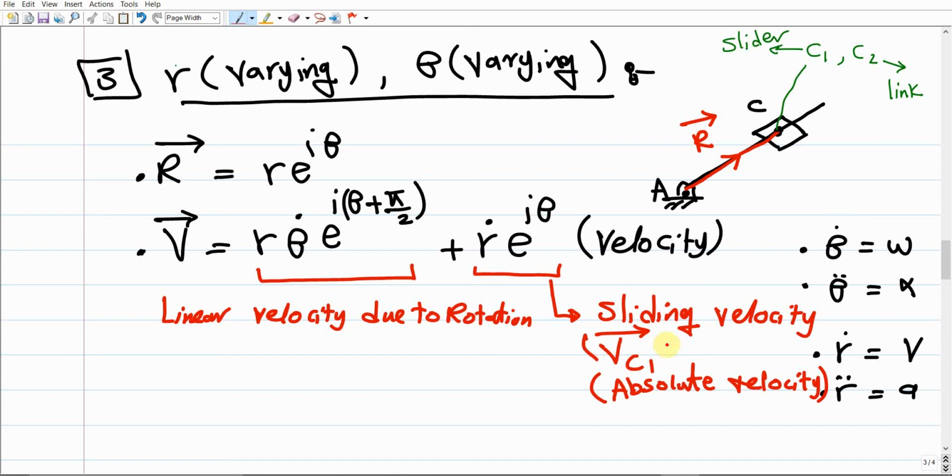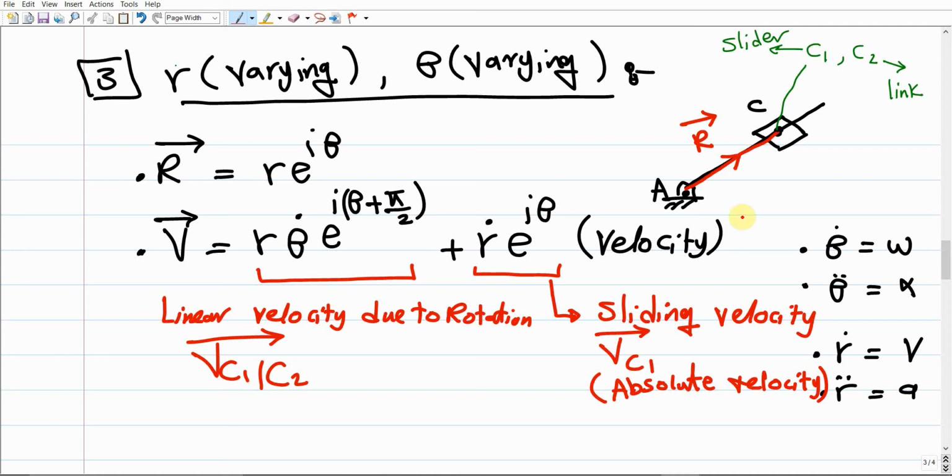How about the other component? So this is one component here. How about the other component of the velocity? This is the linear velocity. This one will be a relative velocity. This is the velocity of point C with respect to point C2. This is VC1 with respect to C2. It means that here we are describing the velocity of the slider with respect to the velocity of the link, or the linear velocity that comes due to the rotation of the link.